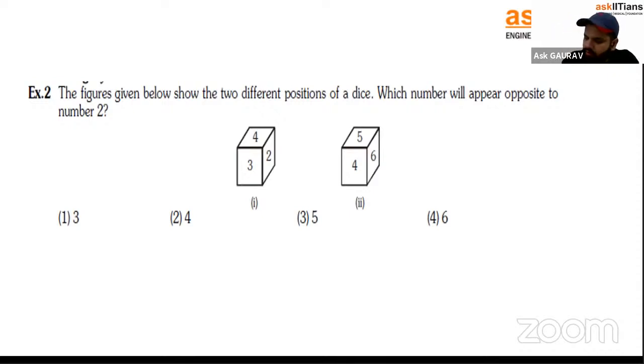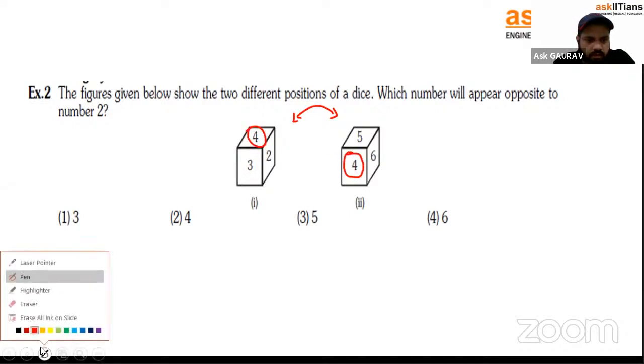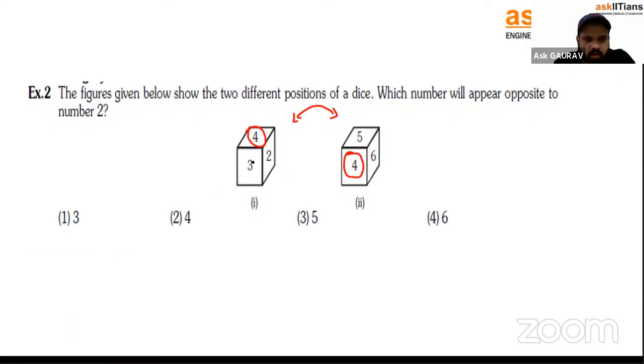Okay, Mridul and Pranav, 5. See here, what the logic behind is: whenever only two positions are given, just see what is common in them. What is common visible to you? 4 is visible, right? 4 is also here. Now see.